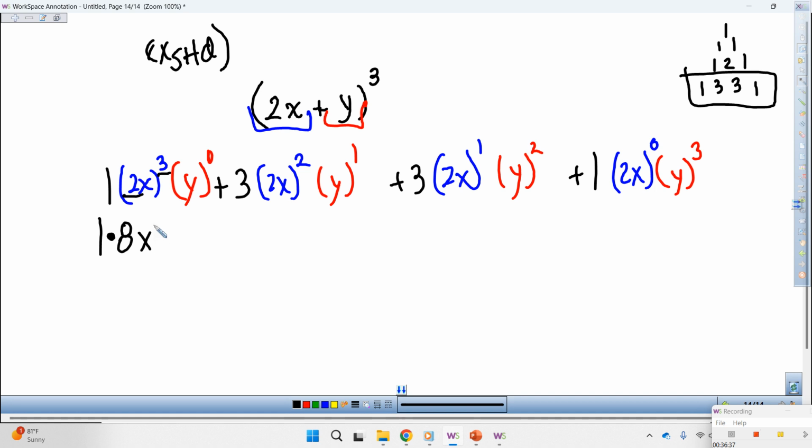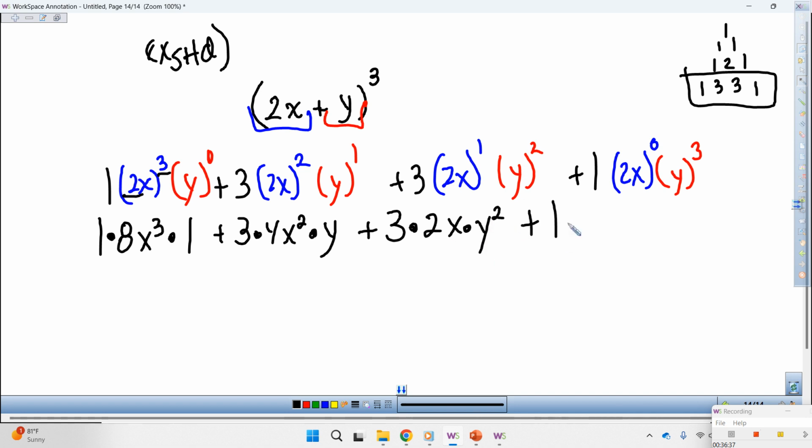X to the third times 1 plus 3 times 4x squared times y plus 3 times 2x times y squared plus 1 times y cubed. Ooh, Jesus in the house. All right. And lastly, Mr. Q, what is 1 times 8? 8 times 1, 8. Bring down the x cubed.